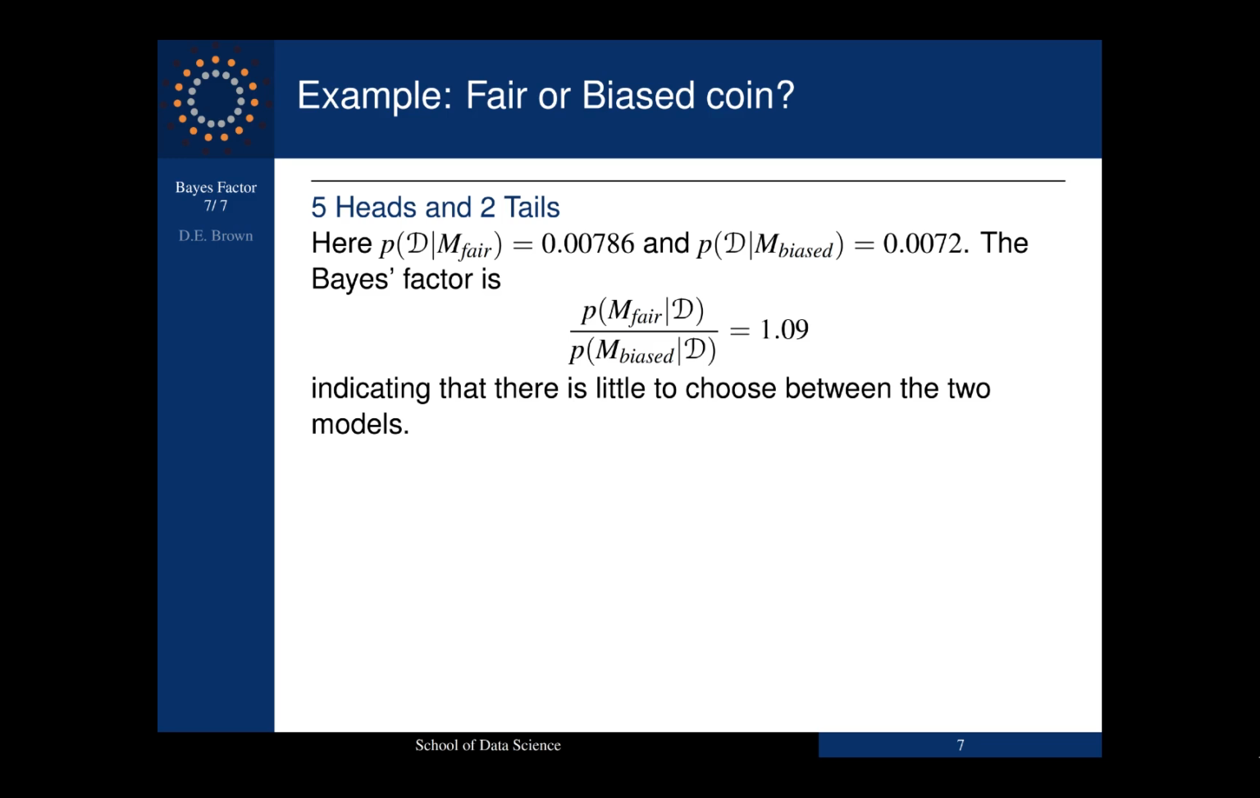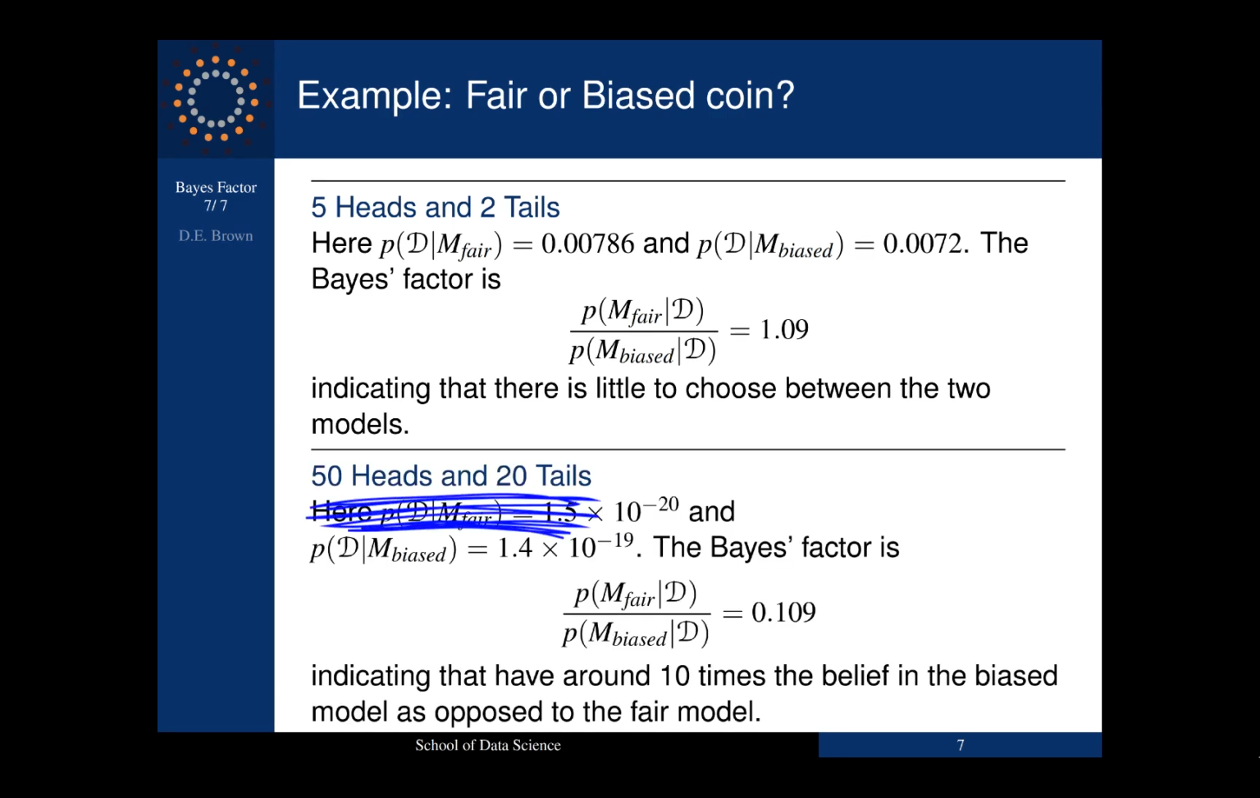And let's consider an example here of actually throwing a coin and see what we get. So suppose we flip a coin and we get 5 heads and 2 tails. Then we can compute the likelihood, and it turns out to be 0.007 or about 0.008. And in the case of a biased coin, it turns out to be 0.007. So the Bayes factor then is not much more than 1. So we have little evidence to suggest we have either a fair or biased coin. We have no strong evidence for either model.